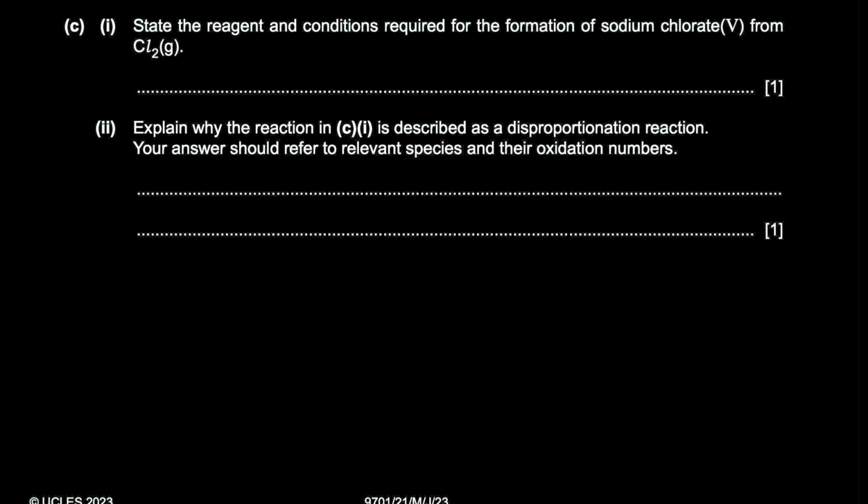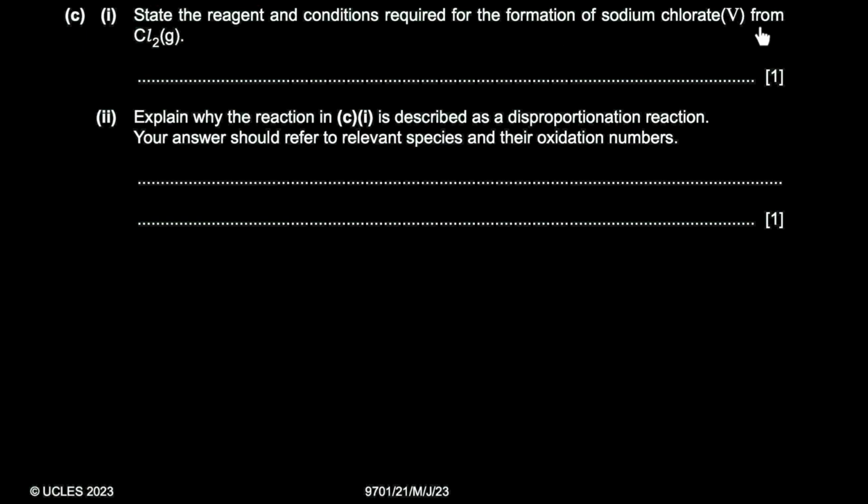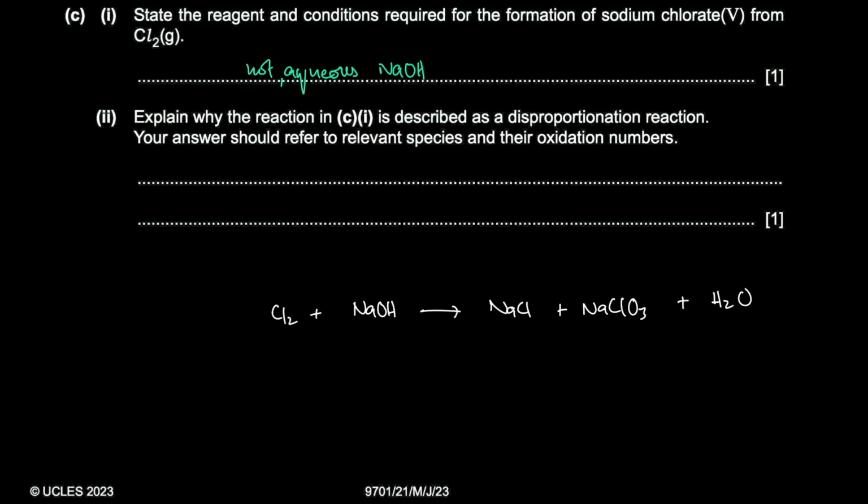State the reagent and conditions required for the formation of sodium chlorate 5 from chlorine gas. Now, if you react chlorine gas with hot aqueous sodium hydroxide, you get a disproportionation reaction in which sodium chlorate 5 is formed. I'll write this equation down. Cl2 will react with hot aqueous sodium hydroxide to give us NaCl, NaClO3, and H2O. So this is sodium chlorate 5.